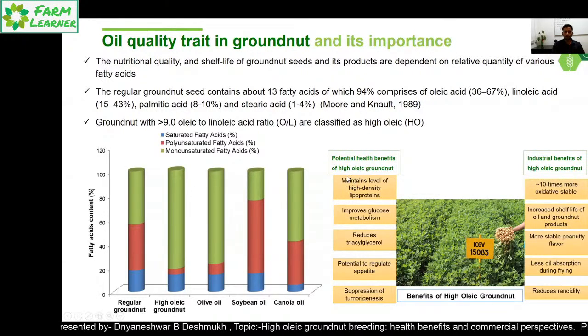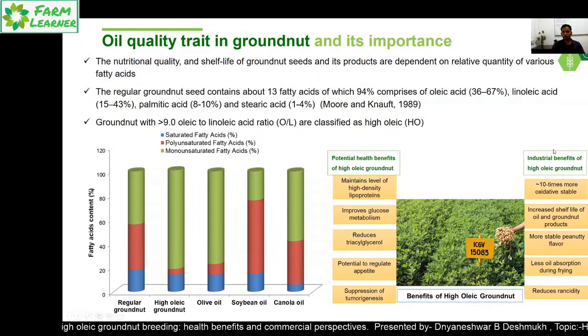If you look at the potential benefits of the high oleic groundnut, it maintains the level of high density lipids in blood, it improves glucose metabolism, it reduces triglycerides, it has the potential to regulate appetite, and it suppresses tumorigenesis. So these are all the health benefits of the groundnut.